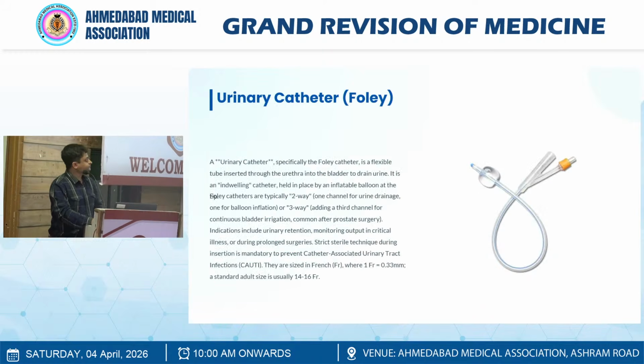Foley catheter, a urinary catheter. Specifically, the Foley catheter is a flexible tube inserted through the urethra into the bladder to drain urine. It is an indwelling catheter held in place by an inflatable balloon, typically a two-way or a three-way. Continuous bladder irrigation is commonly used after prostate surgery. Indications include urinary retention and output measurement. Catheter associated UTI is a common complication.